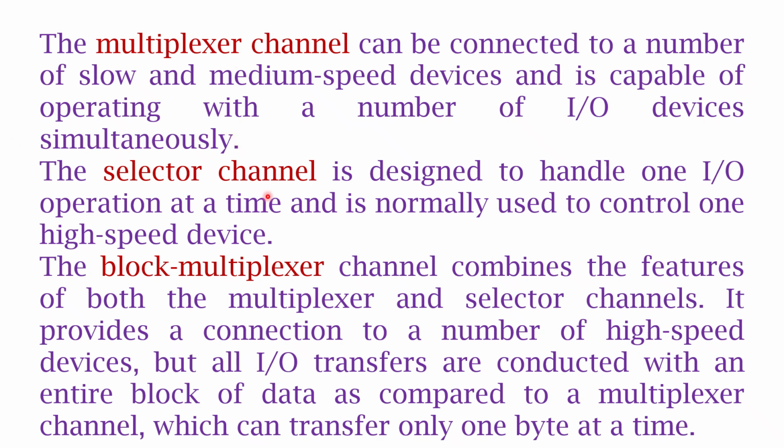The selector channel is designed to handle one IO operation at a time, and it is normally used to control high speed devices. The block multiplexer channel combines the features of both the multiplexer and the selector channels. It provides a connection to a number of high-speed devices, but all IO transfers are conducted with an entire block of data, as compared to the multiplexer channel, which can transfer one byte at a time. Here the transfer is a block of data. Here it can access multiple devices, but the selector only one high speed device.